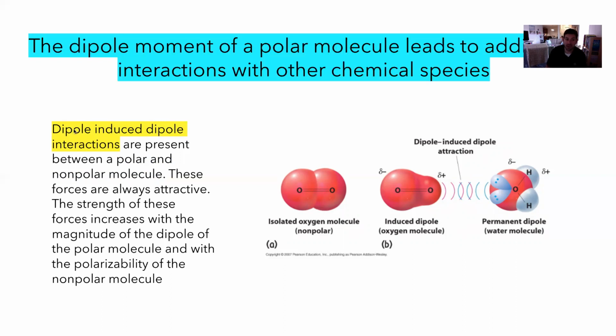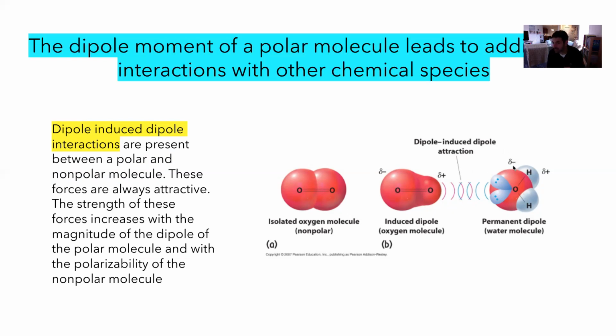We are calling this the dipole-induced dipole interaction. So we have our non-polar molecule, the isolated O2 molecule. By itself, it's non-polar. Neither side has any pull. It does not have any partial charges. But you put something polar near it, something with a permanent dipole, here our example is a water molecule, and it's going to induce a dipole in the oxygen molecule.